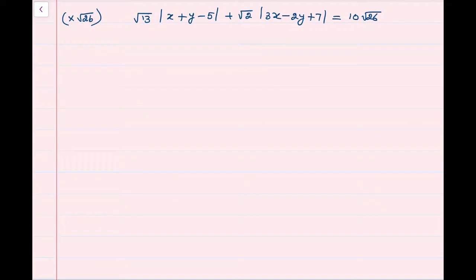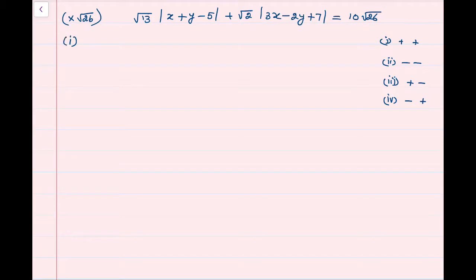When we remove the absolute value sign, we have 4 different cases. The first is both the terms positive, second case both negative, third first one positive, the next second one negative, or the fourth one first one negative, second one positive. In all the 4 cases, we will be getting linear equations in x and y which are all straight lines.